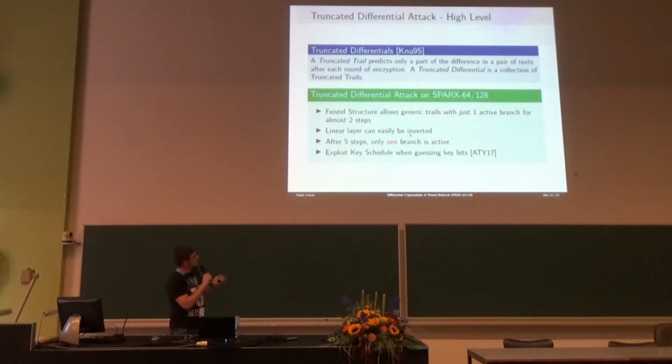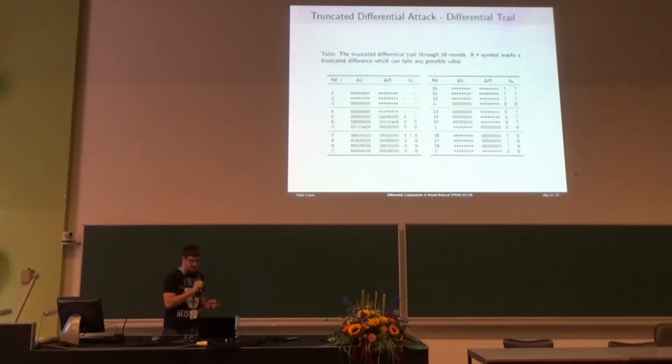The Feistel structure allows generic trails with just one active branch for almost 2 steps. And the final linear layer can easily be inverted. What we observed was that after 5 steps, there's only one active branch. And in our attacks, we also exploit the property in the key schedule presented by the people at Africacrypt.